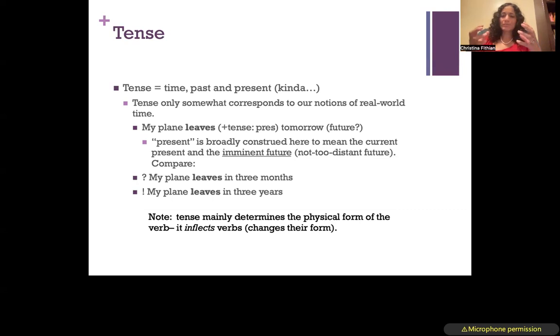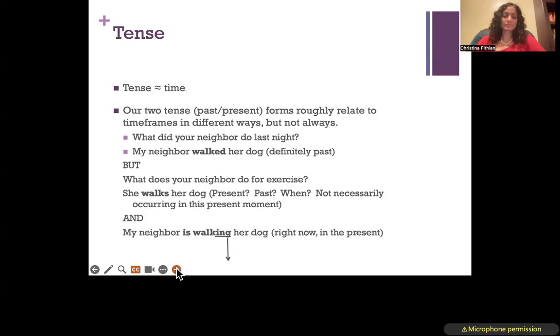So when we think about tense, really tense just kind of changes the physical form of the verb. All right, it inflects verbs. So, we kind of do away with the equal sign, and just say tense kind of equals time.